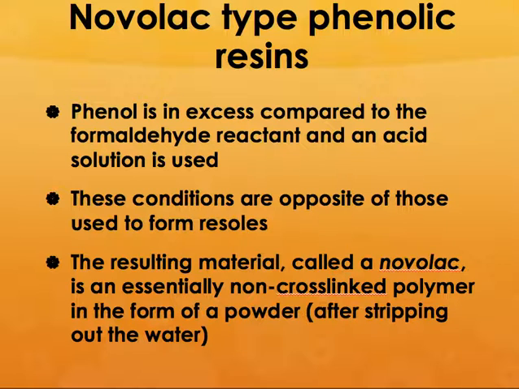So the other type of resin is called the Novolac type of reaction. In this case, the phenol is in excess compared to the formaldehyde reactant, and an acid solution is used. So these conditions are opposite of those used to form resoles. And it is usually a non-cross-linked polymer in the form of a powder. And many times this is soluble in water.